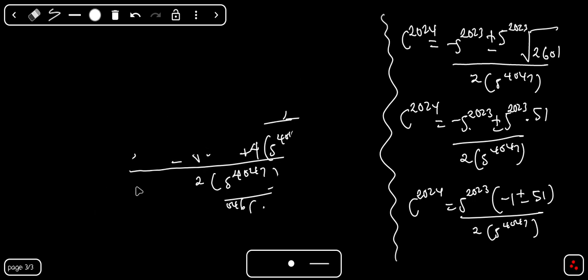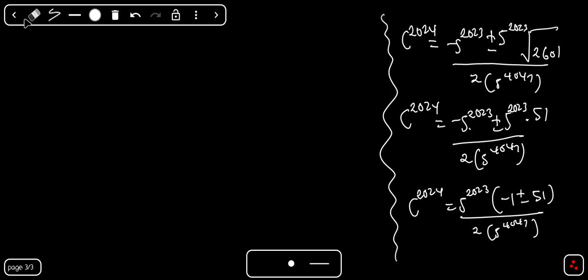We are almost there, guys. All right, so let's move on. We're going to have c raised to the power of 2024 equals 5 raised to the power of 2023 divided by 5 raised to the power of 4047. So what is that going to give us? That should give us 1 over 5 raised to the power of 2024. So this will be minus 1 plus or minus 51, then over 2 multiplied by 5 raised to the power of 2024.